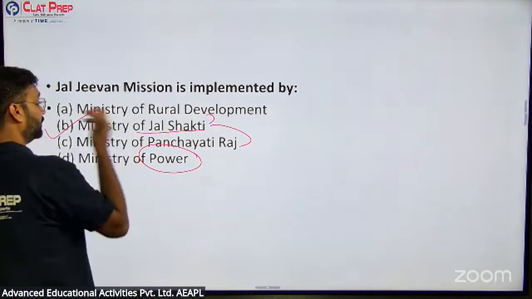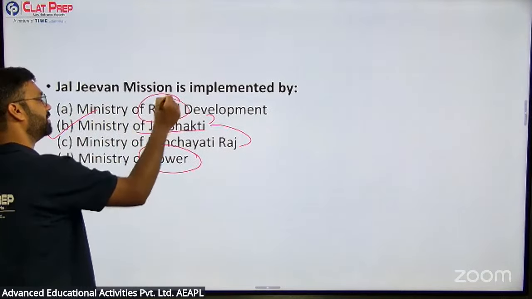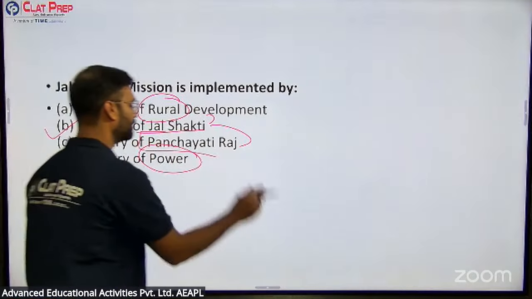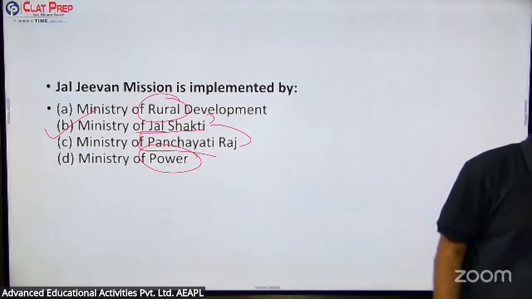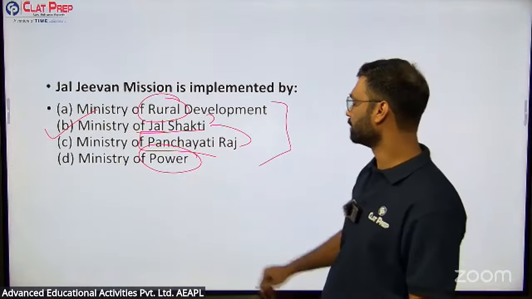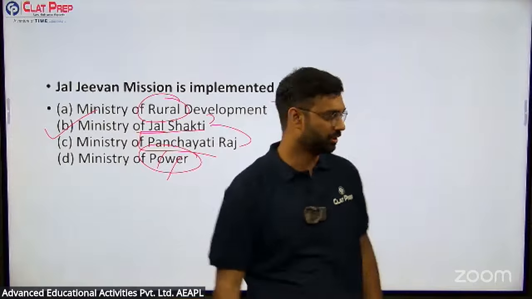Because it's a scheme which focuses on rural development, that can be an answer. And similarly, Panchayati Raj, because the planning is done by the village-level panchayat, that also can be an answer. So here it becomes difficult to eliminate options, but at least this option you can eliminate here. But the answer is Ministry of Jal Shakti.